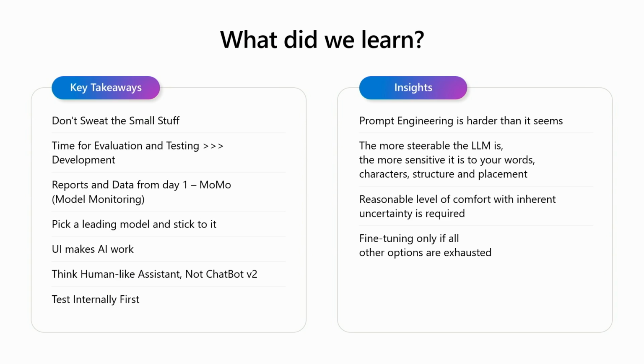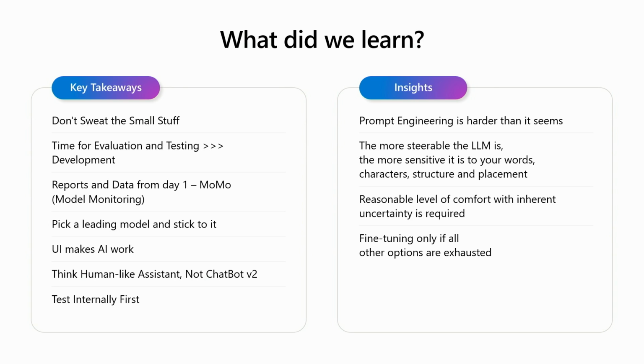This is another thing. We're not building a chatbot V2. We want it to be very human-like so that there are no breakdowns in interactions between the user and the assistant. Obviously, you have to test internally first before you go live. Some of the insights is prompt engineering. It sounds like it's easy, but it's really hard when you want to go attack that last 20%. So spend a lot more time on prompt engineering. It seems simple, but trust me, it's harder.